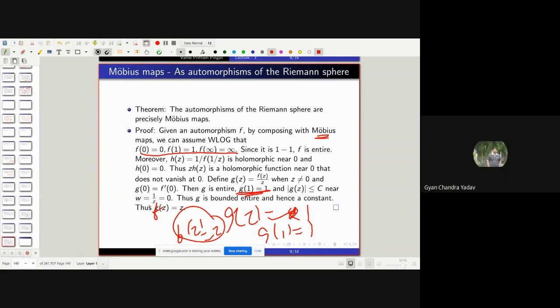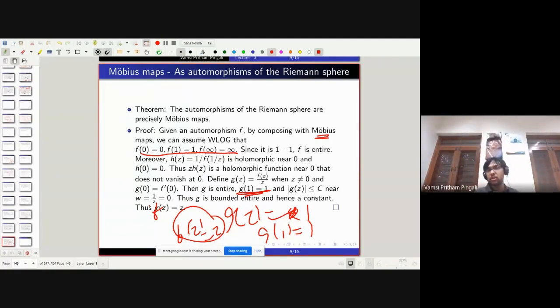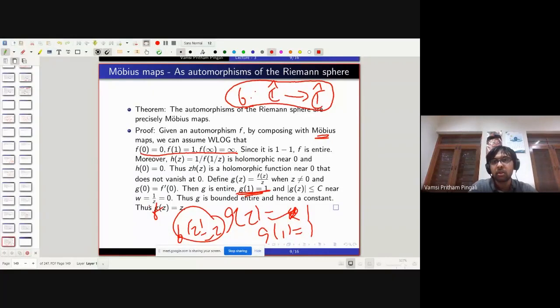Sir, any Mobius transformation which fixes 3 points is necessarily the identity map. Yes. But I'm saying f is not necessarily a Mobius transformation. That is what I want to prove. I'm merely saying f is a conformal map from the Riemann sphere to itself, and I want to prove that it is a Mobius transformation. So I'm proving that suppose it fixes these 3 points, it is actually the identity. Therefore, it is a Mobius transformation. That is what I'm proving. Oh, yes, okay.